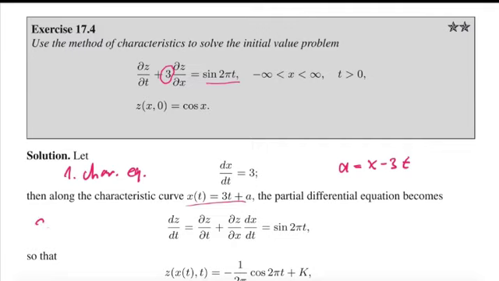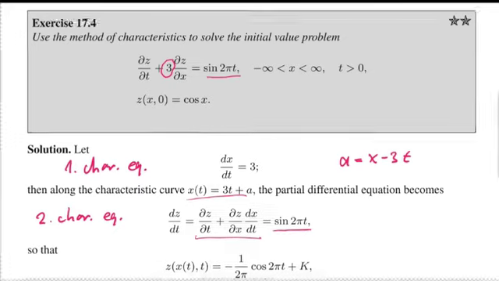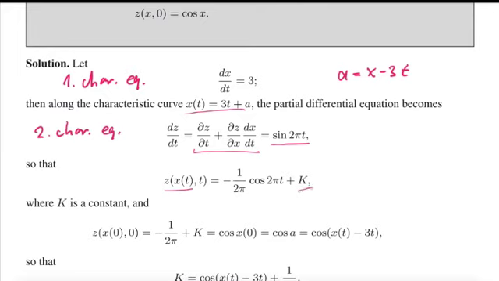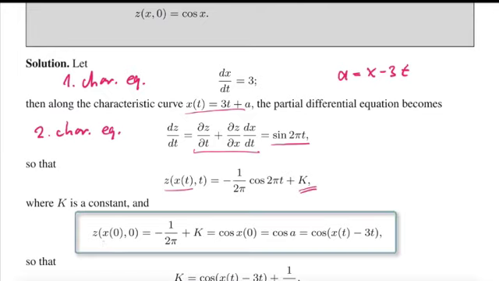Now the second characteristic equation becomes dz/dt is the total derivative here, and then from the right-hand side this is sine of 2 pi t. So we need to integrate the sine, which is minus cosine. This happened here. So then z along the characteristic is minus 1 over 2 pi cosine of 2 pi t plus the constant. Okay, how do we get the constant? We get the constant from the initial condition, just subbing in 0. Cosine at 0 is 1. Okay, so then we get this.